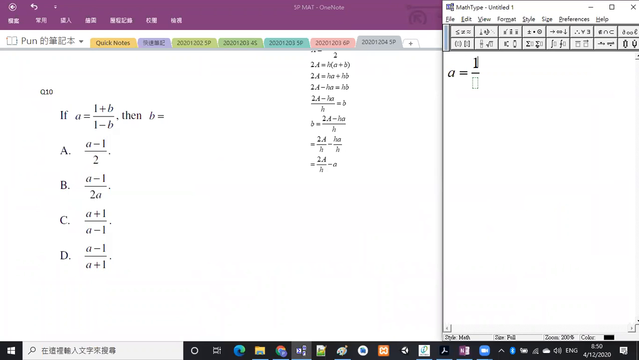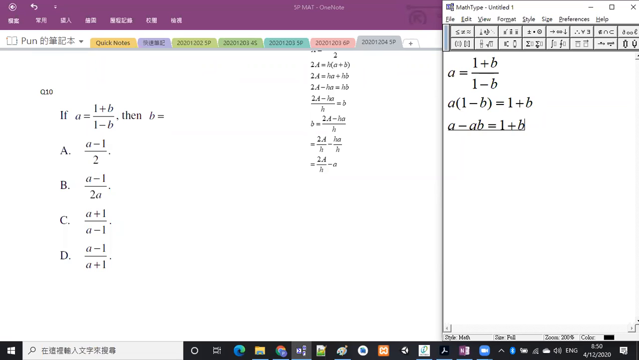So A is equal to 1 plus B over 1 minus B. And then I want to change the subject to B. And again, the right-hand side is just one single fraction. So I just multiply the denominator to the left-hand side, like this. And then expand the bracket. A minus AB is equal to 1 plus B. And I want B to be the subject.